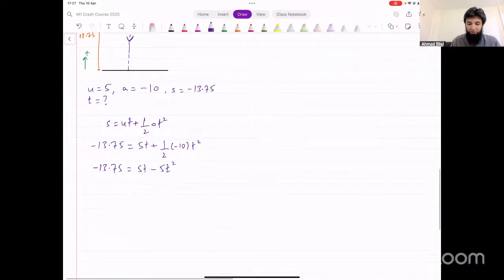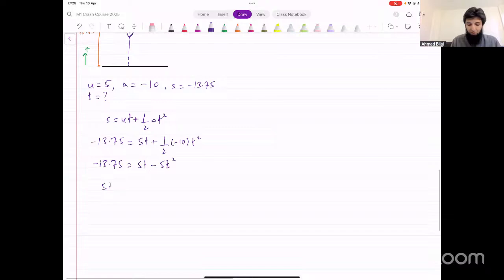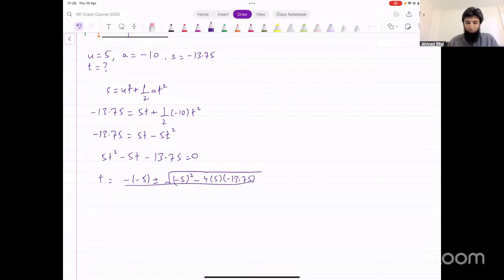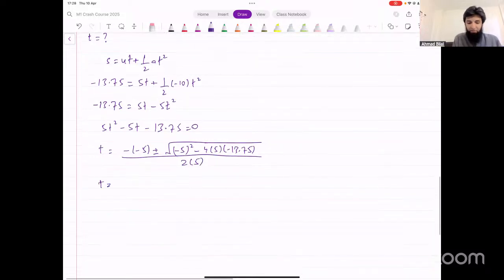So if all of that was not enough, now they want you to solve a quadratic equation as well. 5t squared minus 5t minus 13.75 equals 0. How do we solve this? We put these values in the quadratic formula. Minus b, that's minus minus 5, plus minus the square root of minus 5 whole squared minus 4 into 5 into minus 13.75, whole divided by 2 times a, 2 times 5. And that's going to give you the value. You can see what that is.